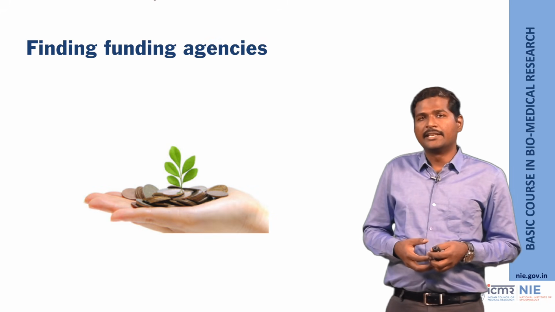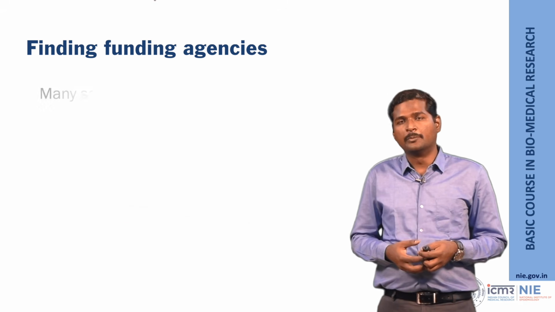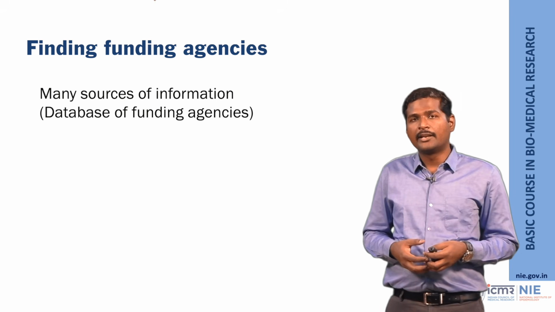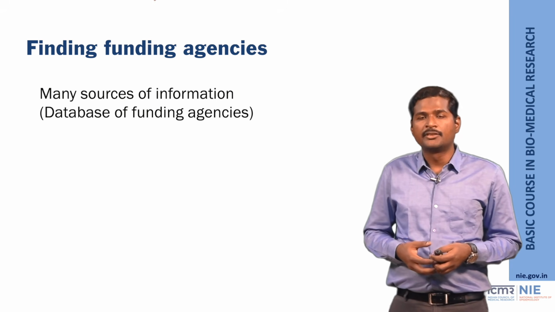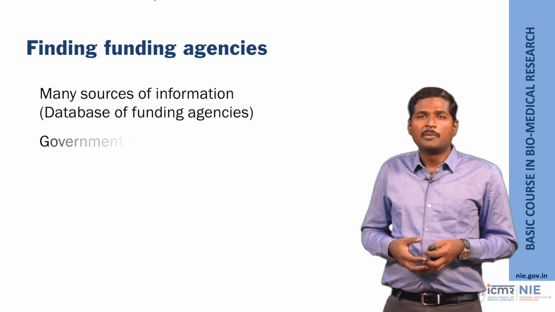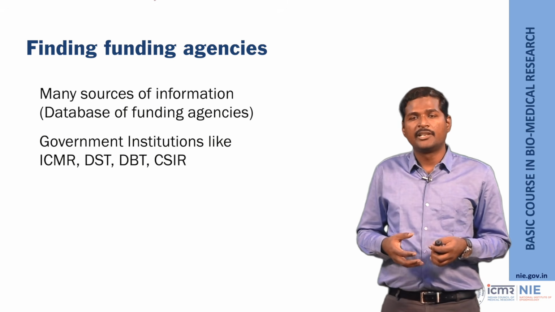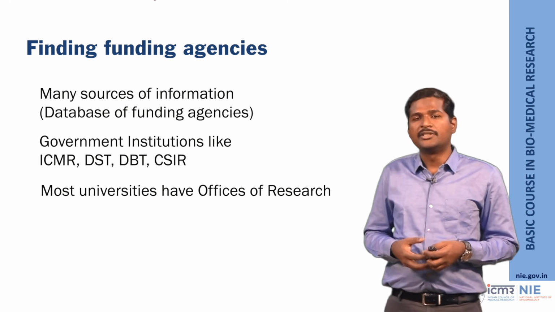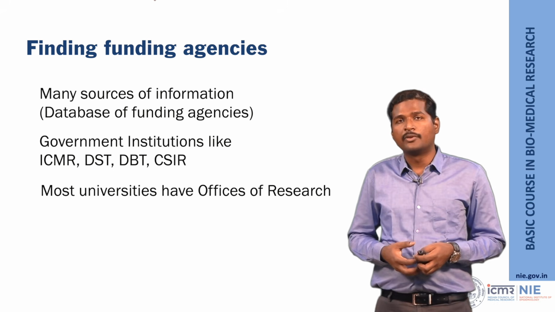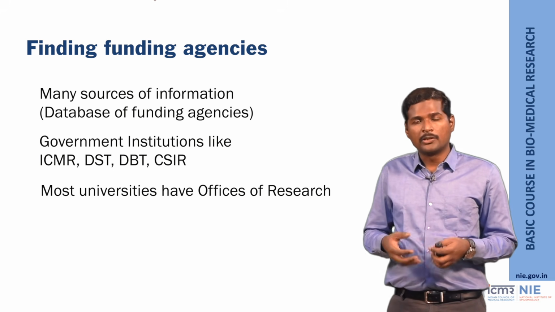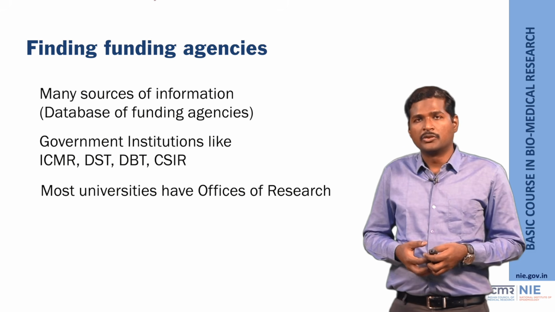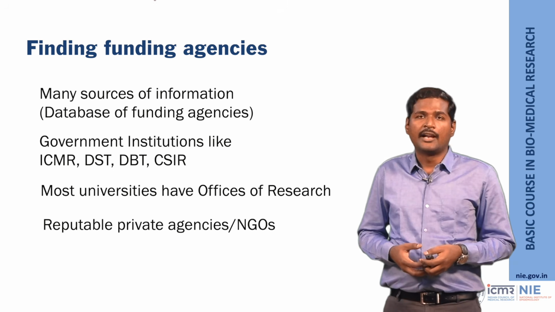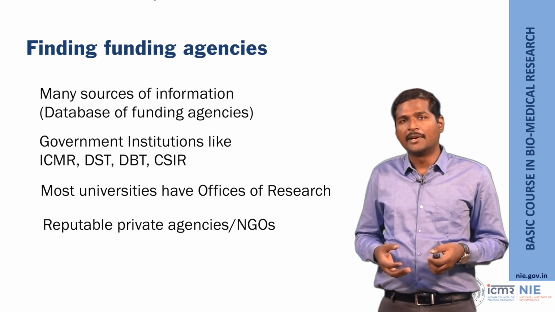Now, what are these funding agencies and how do I know about them? There are many sources of information like databases of funding agencies. We will look at them in detail in the later sections, but for the time being, you can remember that there are several types of agencies like government institutions, ICMR, DST, DBT. There are many universities which have offices of research which will provide you information about funding agencies and they will also help you to write your grant proposal. This is more common in the Western countries. Then there are reputable private organizations and non-governmental organizations which also serve as funding agencies.